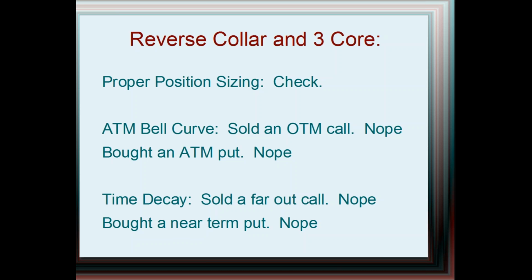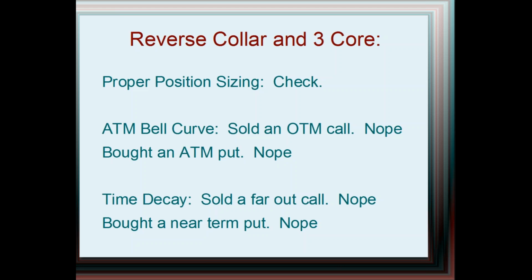You sold an out-of-the-money call, so you did collect a lot of premium, but you had to go further out in time to do that. So it's not matching the ATM bell curve of trying to get the best premium and time value in your favor in selling. And you're typically buying an at-the-money put, where we usually want to be buying in or out of the money. So the ATM bell curve is not satisfied. What about the time decay? Nope, we reversed those too.